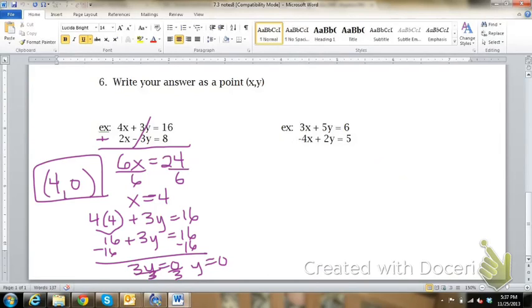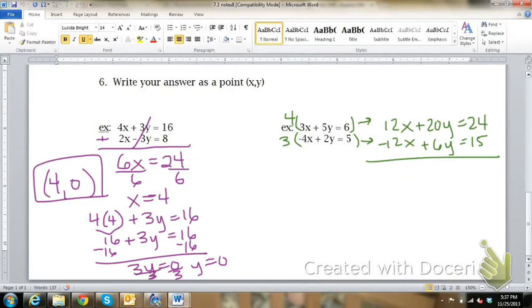Okay, and the next one is like the example that I gave you in the notes, because the x's and the y's don't match. But here, because the x's already have opposite signs, I would eliminate the x's. So if you multiply the top equation by 4 and the bottom equation by 3, you get new equations. 12x plus 20y is 24, negative 12x plus 6y equals 15. The x's cancel. 26y equals 39. Hey, I know that that's 1.5 because we had those two numbers earlier.